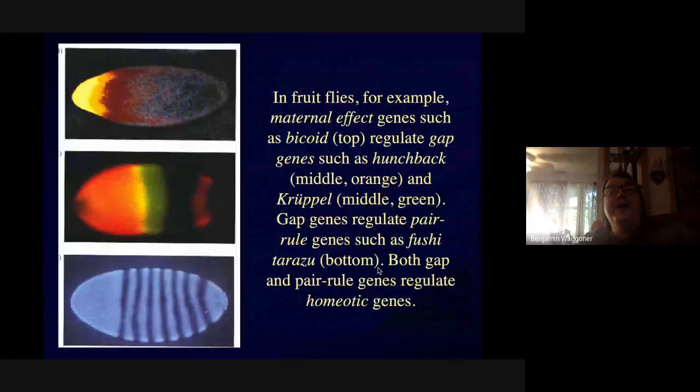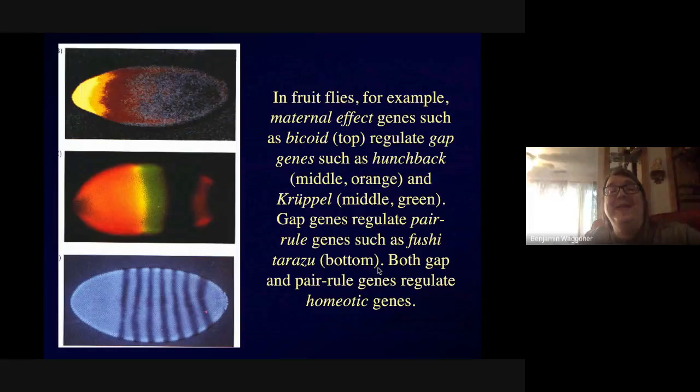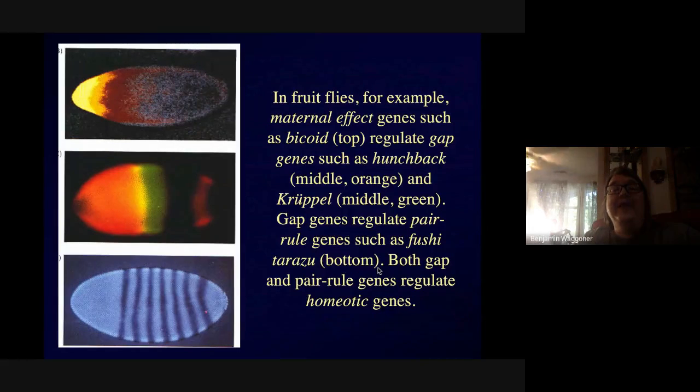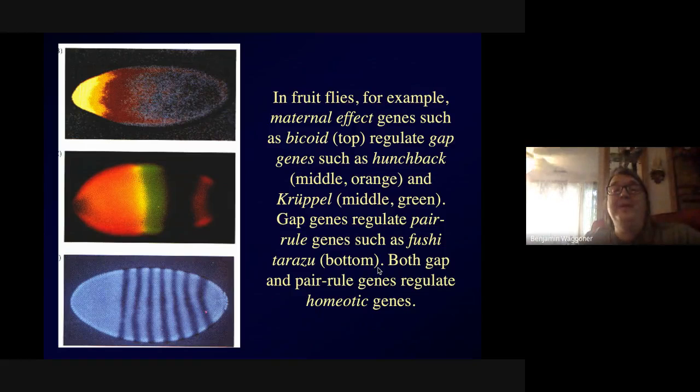Up there at the top, that's a fruit fly embryo at a very early stage. That may just be an egg that's stained for the bicoid protein. And that bicoid protein is only found in the head end because mommy pumps it only into the head end. That maternal effect gene regulates the expression of gap genes.